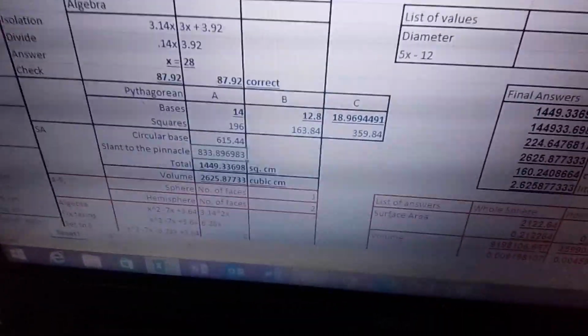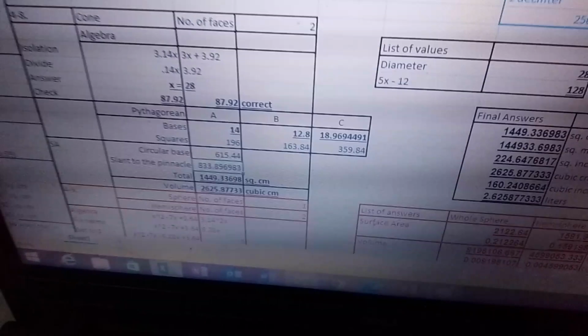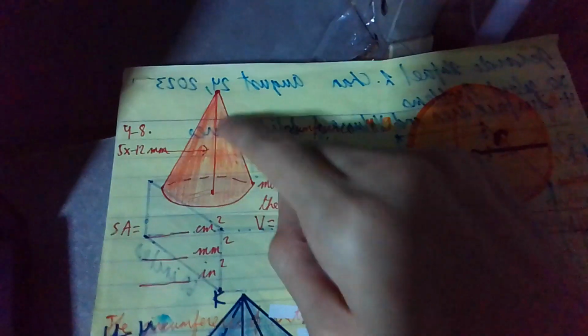centimeters. Then slant to the pinnacle. Of course, that's supposed to be our answer. But to show you Pythagorean theorem, ganito yun. Remember that if we form the triangle, this is the vertical height. This is 12.8 centimeters. So what we need is the lateral height, that letter L. Ito yun. So pi times r times L. So how do we get L? Pythagorean theorem is the name.